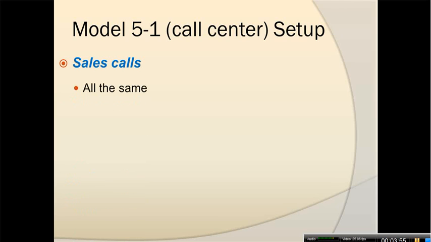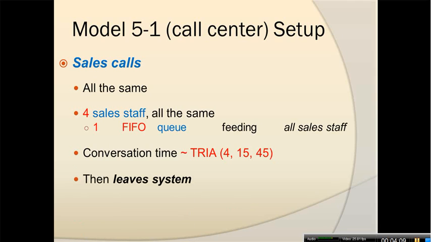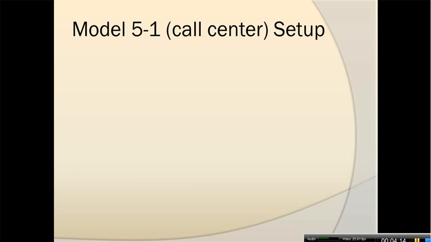Regarding the sales calls, we have 4 sales staff available, and one first in, first out queue feeding all sales staff. Conversation time is triangular with parameters 4, 15, and 45. And at the end, the sales call leaves the system.